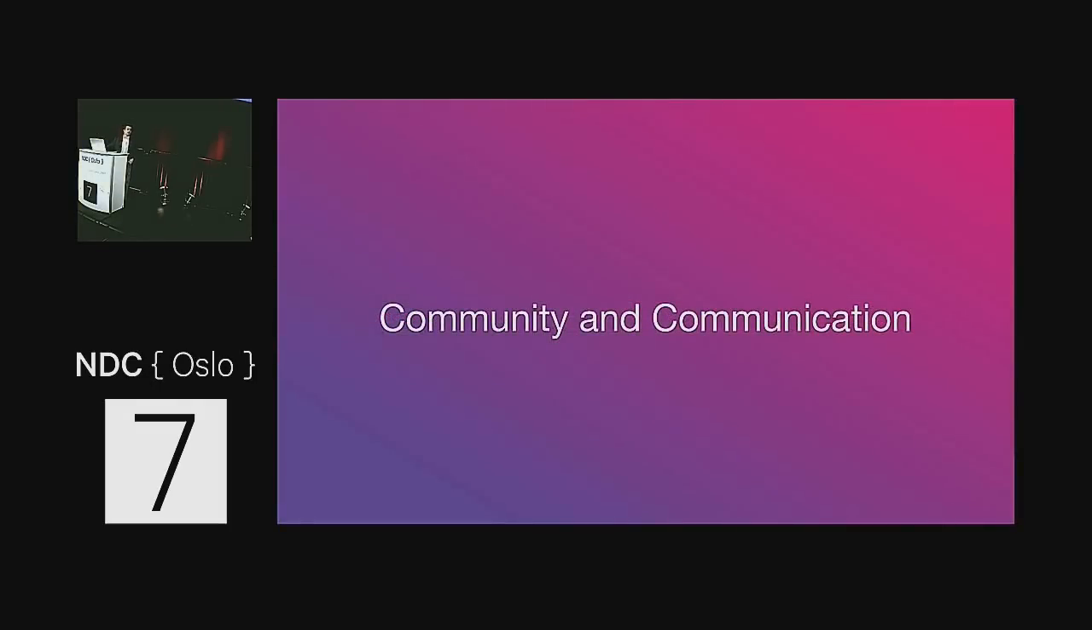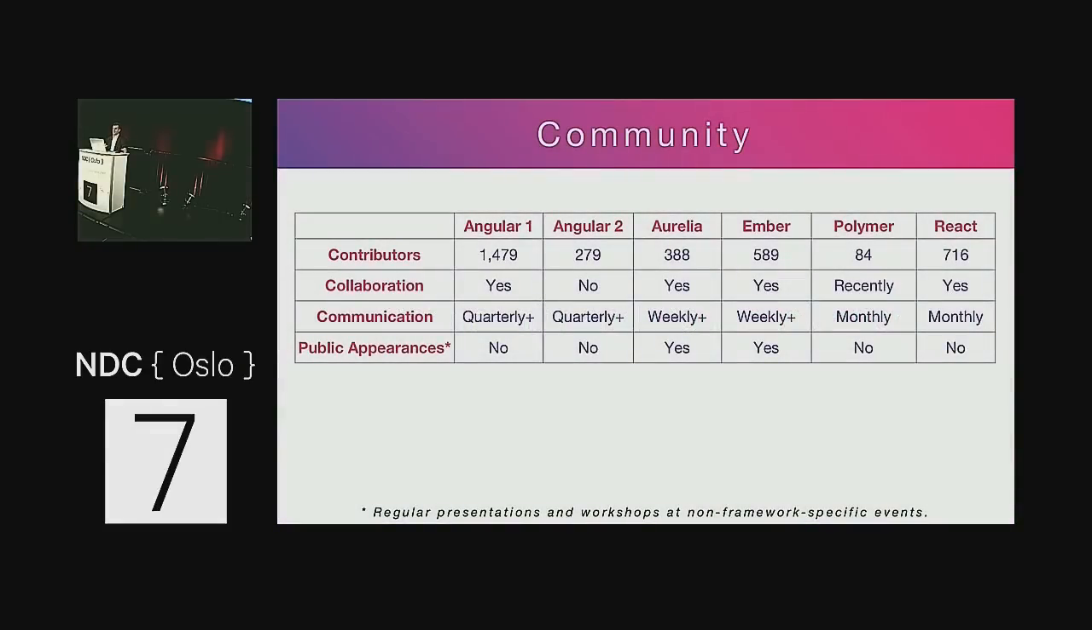How about community and communication? Well, on the community side of things, there's a lot of contributors for most projects. This is the number of developers from the community that have committed code to the project. So you can see Angular 1 is the biggest there. It's also been around the longest, followed by React. And then you can see then it's Ember, Aurelia, and Angular 2, and then Polymer. And Polymer has the smallest number of community contributors.